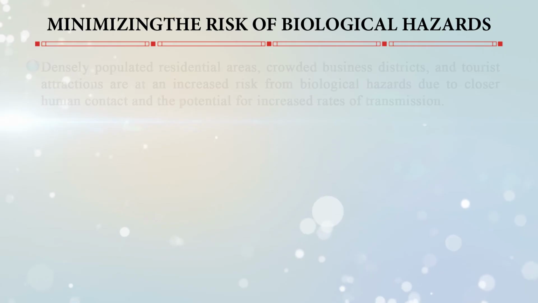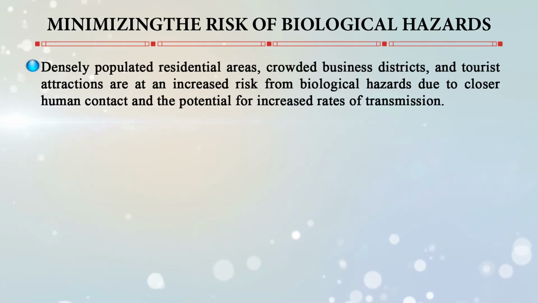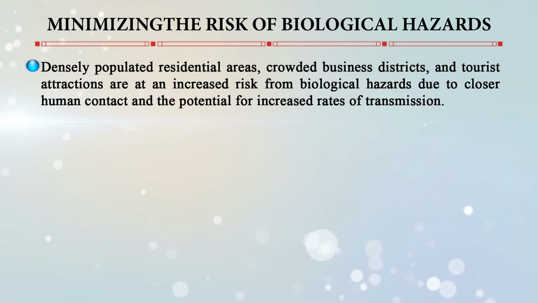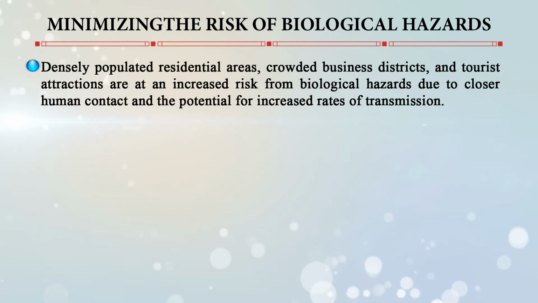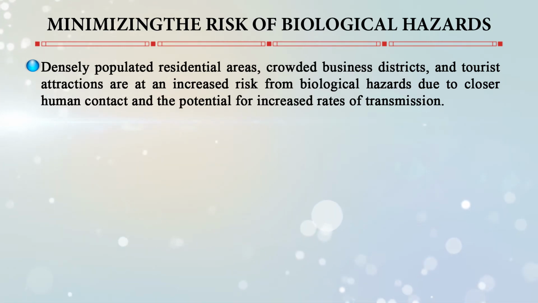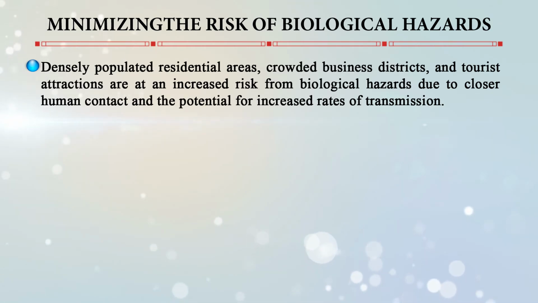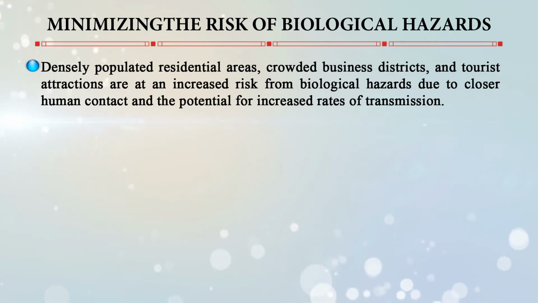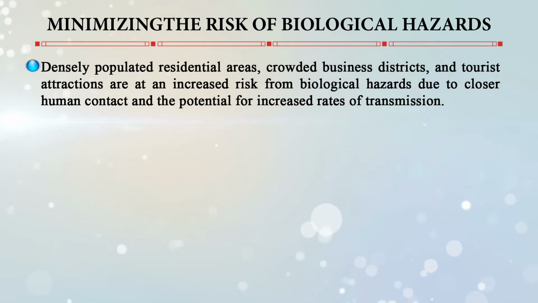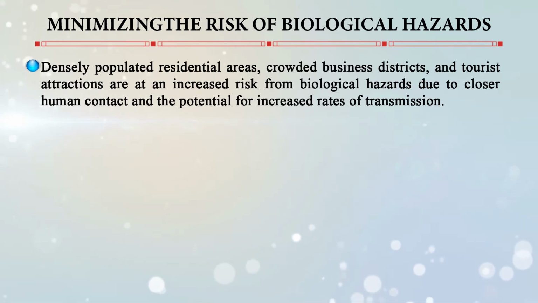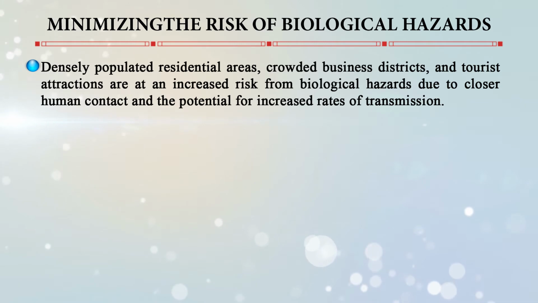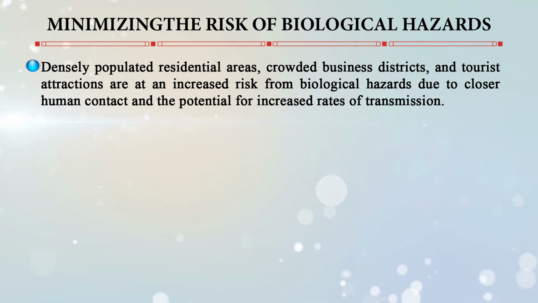Minimizing the risk of biological hazard. So how can we minimize the risk? Densely populated residential areas, crowded business districts and tourist attractions are all at increased risk from biological hazards, because there is closer human contact and potential for increased rates of transmission. That is why, whenever there is a pandemic or an epidemic, guidelines are issued by the city headquarters, such as only 50 people being allowed at one time into a shopping complex, or only 100 allowed for certain family functions and so on.